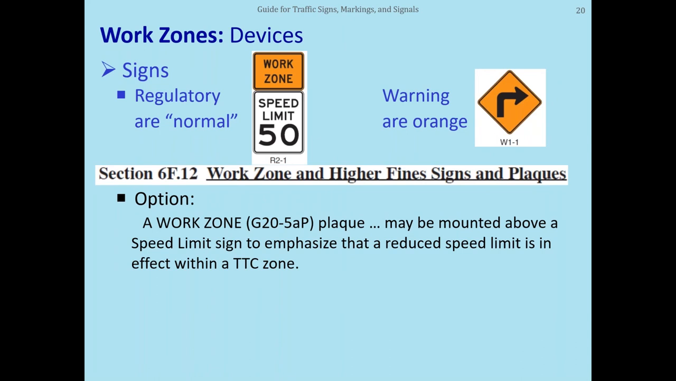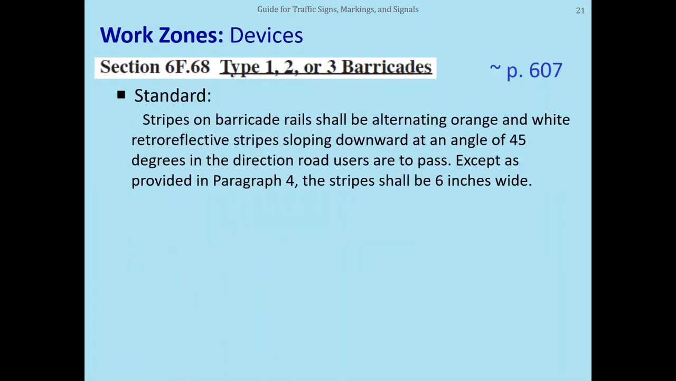Devices in a work zone. The regulatory signs you put up are the normal ones. The warning signs go to the orange background. The barricades have alternating orange and white stripes.